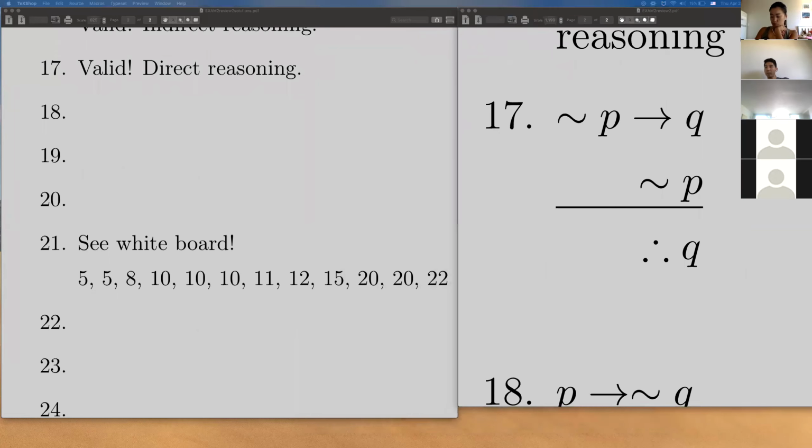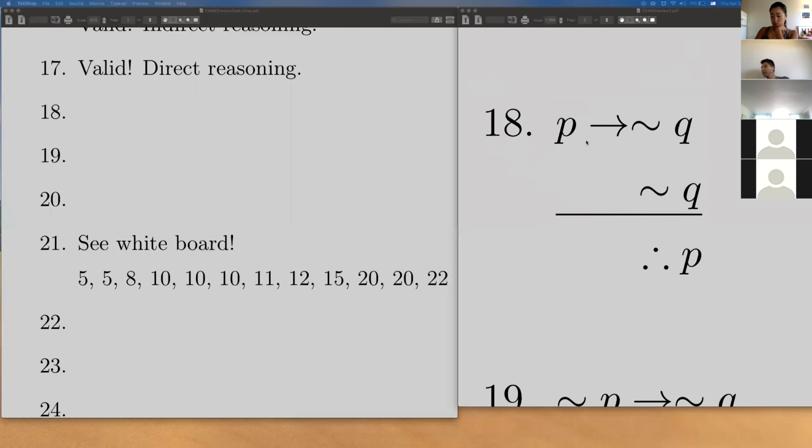Sweet. Okay, now number 18. Here's number 18 on the right. We have the left side, we have the right side. This here is the right side, and we conclude the left side. So we went from left to right, then from right to left. That is the converse pattern, which makes it invalid. Yeah, invalid. That's the fallacy of the converse.